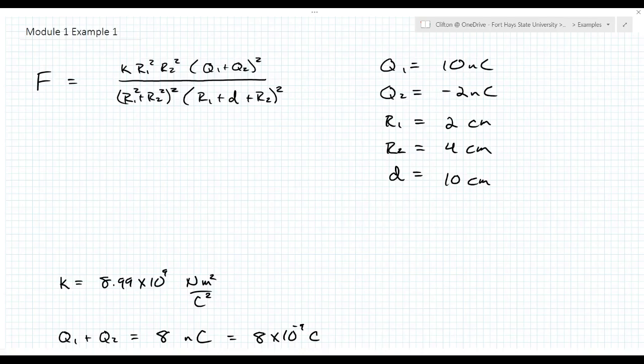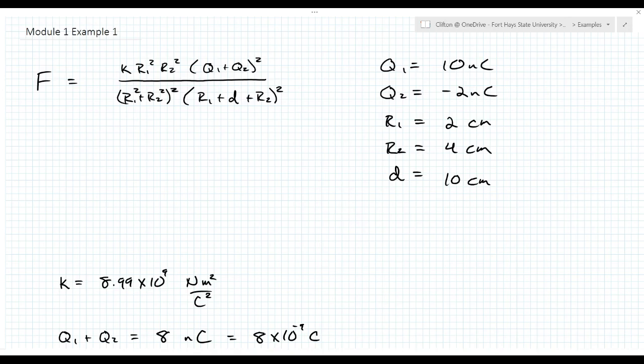Alright, so this is example 1 in module 1, and in this video I just want to take the answer that we got in the previous video that was done symbolically and plug in the values that were given for the different parameters to actually get a numerical value for this force.